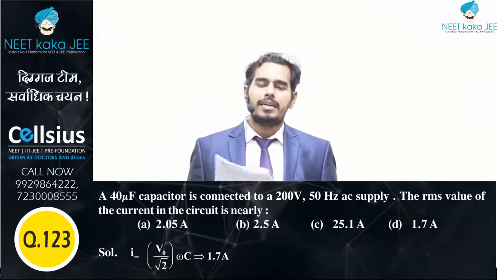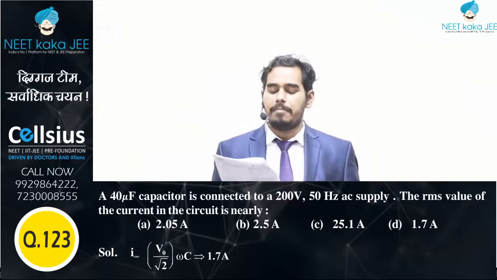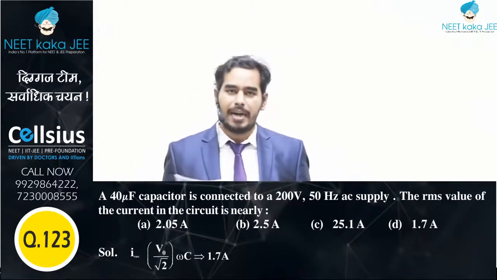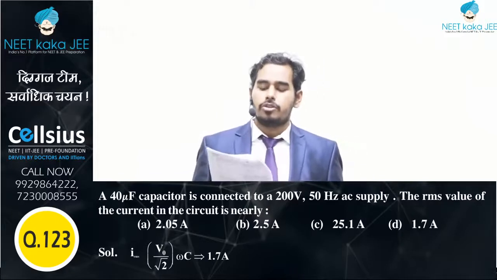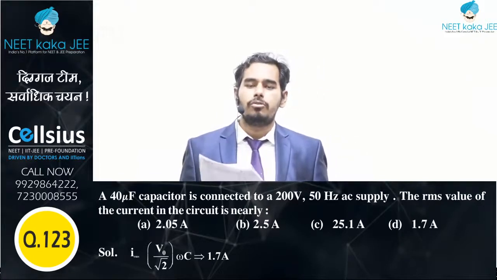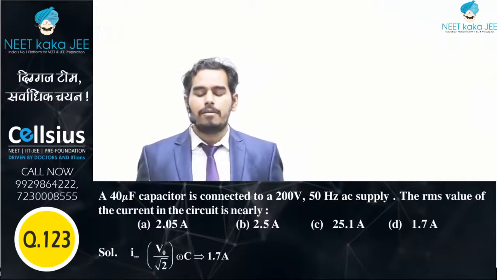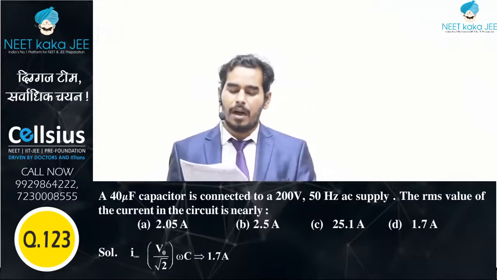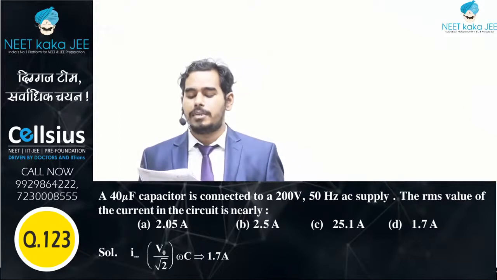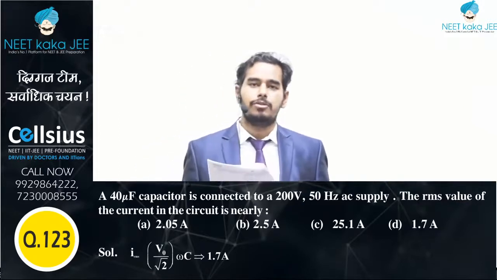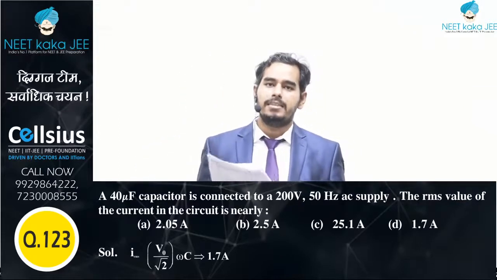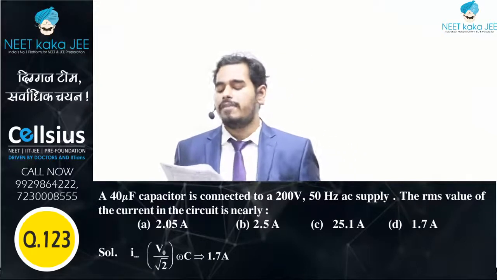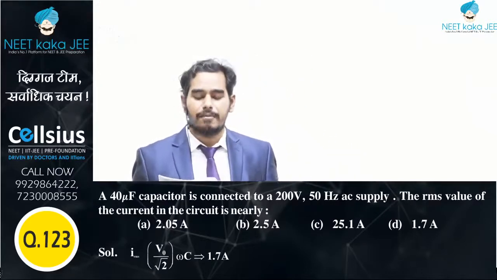So you already know that IRMS is equal to VRMS divided by XC, and XC is 1 by omega C. So that will go at the numerator. So IRMS is V0 by root 2 into omega C, and just put the values. V0 is given to you, omega is given to you. Because omega can be easily calculated because it's 50 hertz supply, so you know that omega upon 2 pi is equal to f, so we can calculate omega, and C is also given to you. Put the values and your answer is 1.7 amperes.